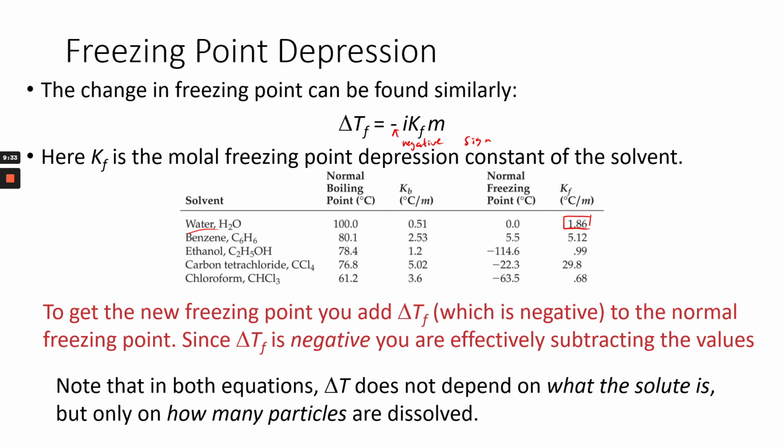So if you want to get your new freezing point, water freezes at 0, you're going to do 0 plus delta T_f, and you're going to get your new freezing point. But remember, delta T_f is a negative number. So your new freezing point will actually be negative. So even though you're adding it, because it's a negative value, it's like subtracting it almost.